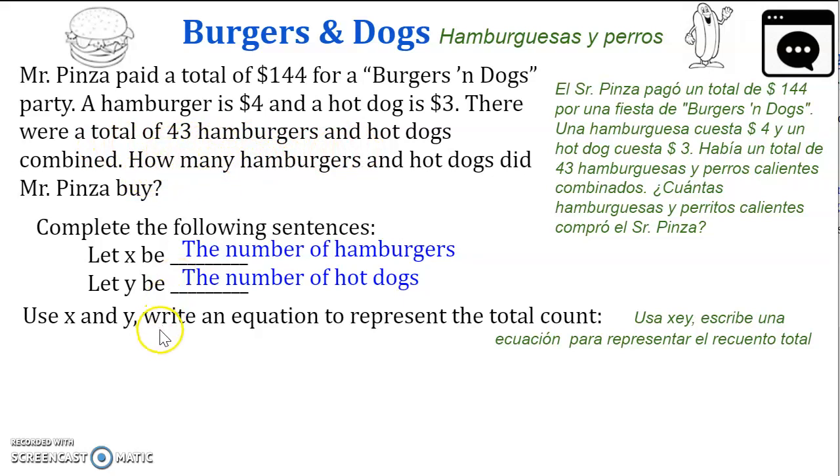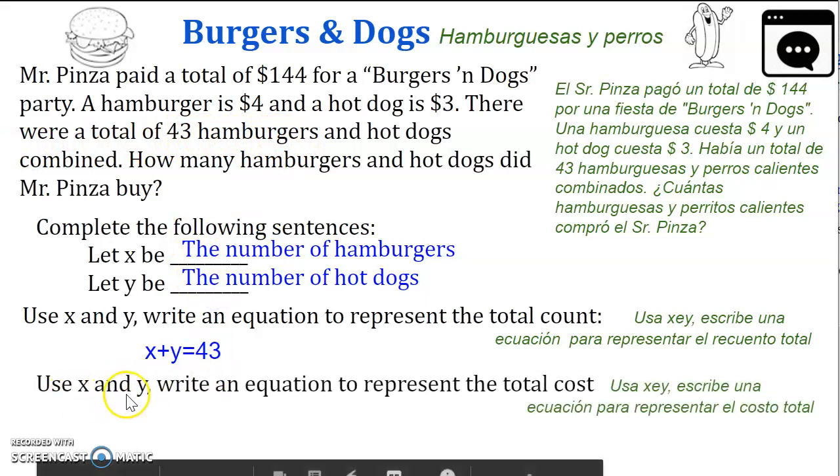So how can you translate that to an algebraic equation? x is the number of hamburgers, y is the number of hot dogs. So that becomes the number of hamburgers and number of hot dogs combined. When you add those two together, it's 43. That's from this sentence here.